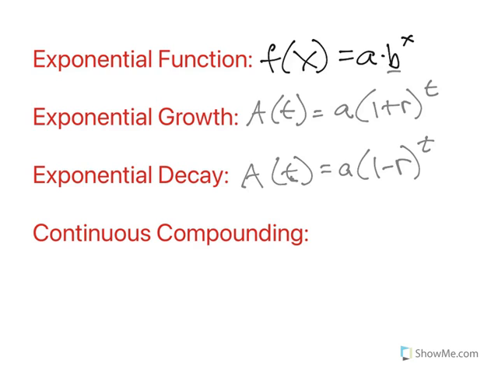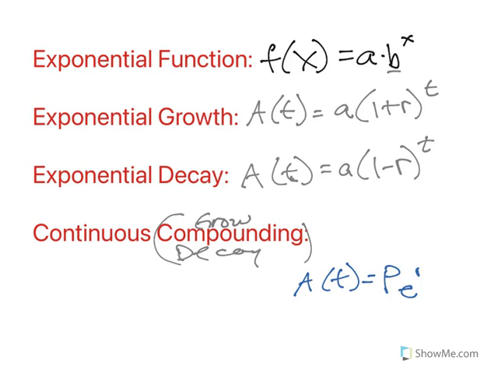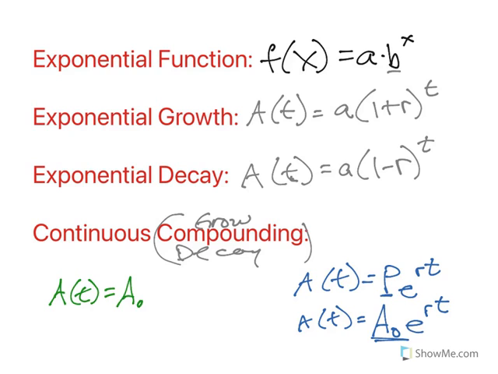Now the difference is continuous compounding, or this could be continuous decay. So it could be growing or decaying, but if it's continuous, we're going to be dealing with A sub t equals P e to the rt. You might also see this as A sub t equals A sub 0 e to the rt, where A sub 0 just means the initial amount, right, which is the same as P. You could also see this as A sub t equals A sub 0 e to the kt.